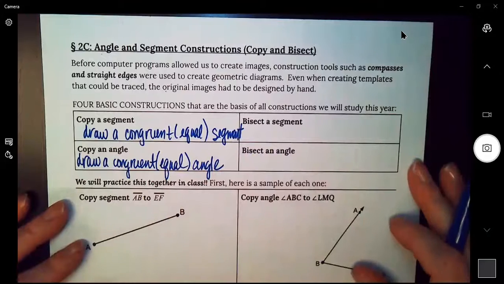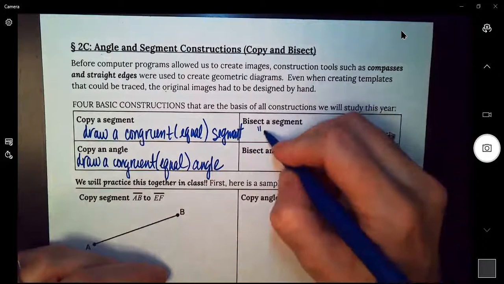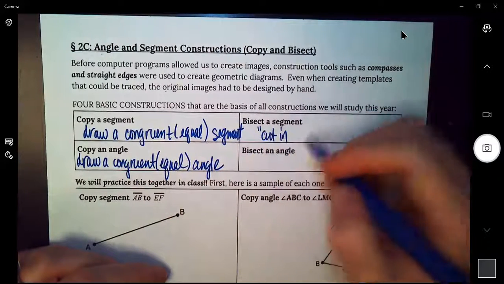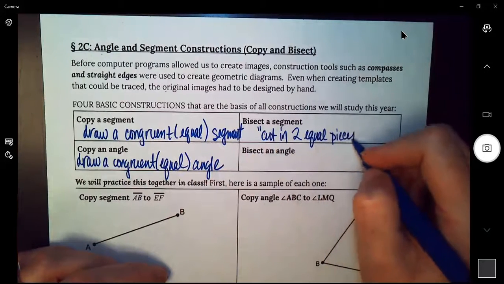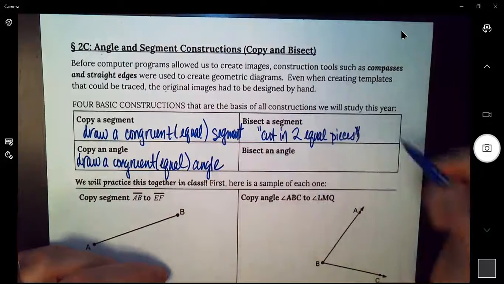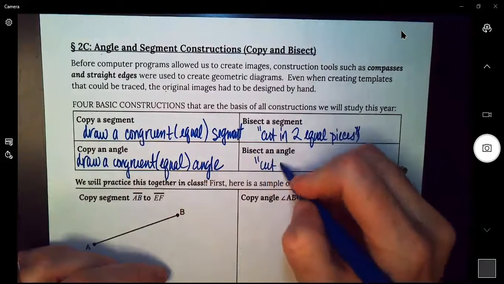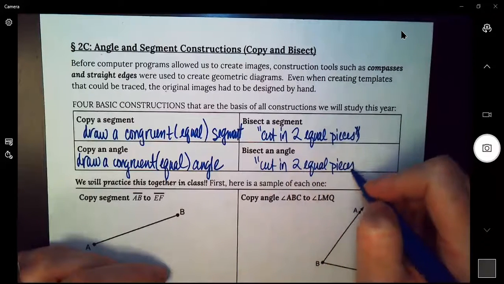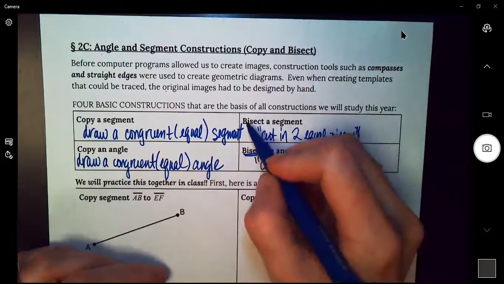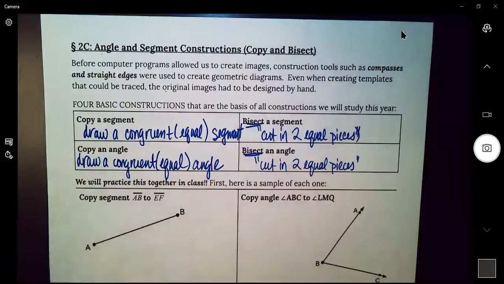If we bisect something, bisect really just means cut in half. So if we bisect a segment, that means we're going to cut it in half, technically in 2 equal or congruent pieces. Same thing, if we bisect an angle, we're really just cutting it in half, into 2 equal pieces. That's what the word bisect means, and we'll continue to use it throughout the year. Bisect means cut in half.